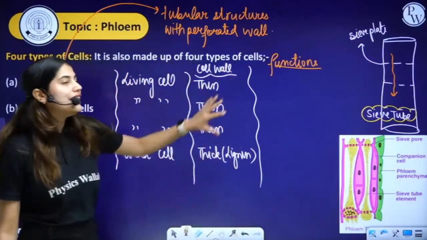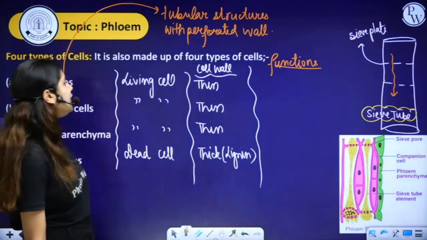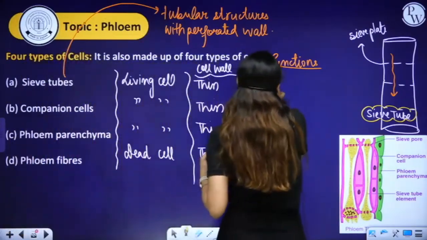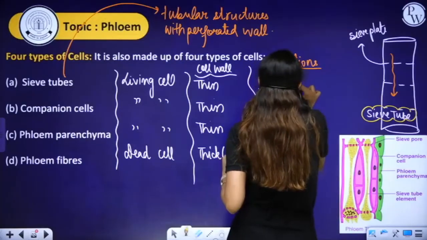Now if I write down the functions of the sieve tubes, I have already told you, it will help in the transport of the food. So the basic function is food transport.